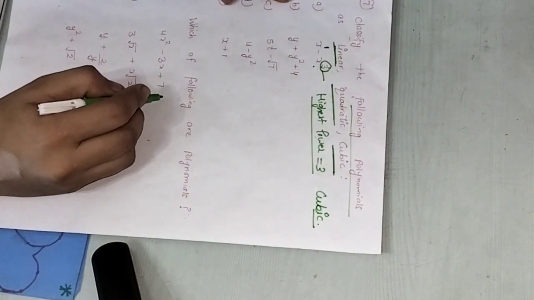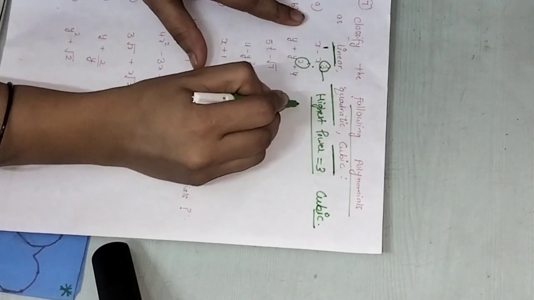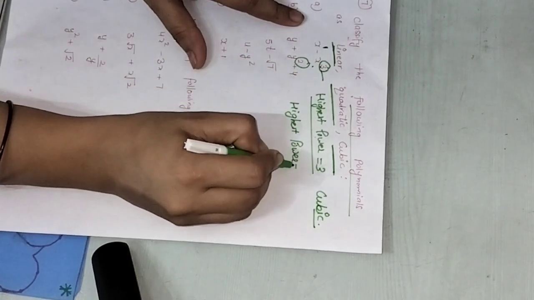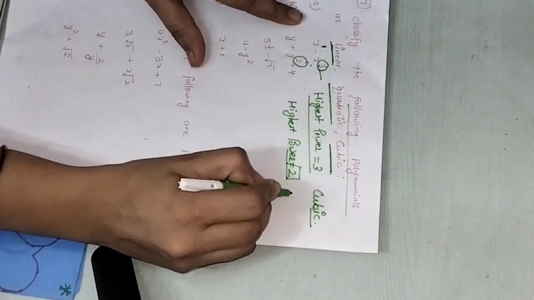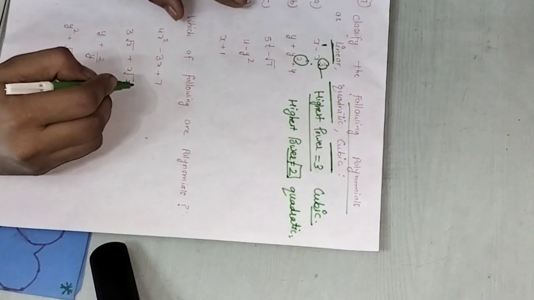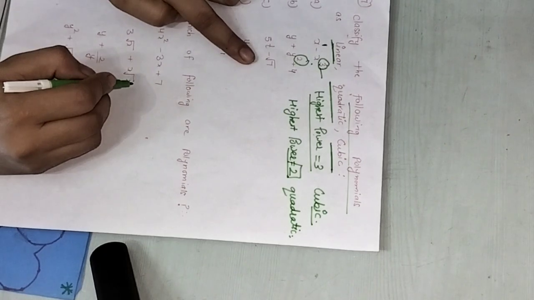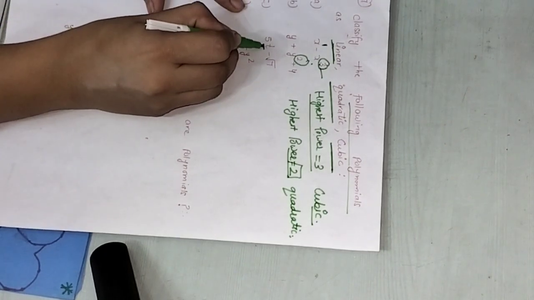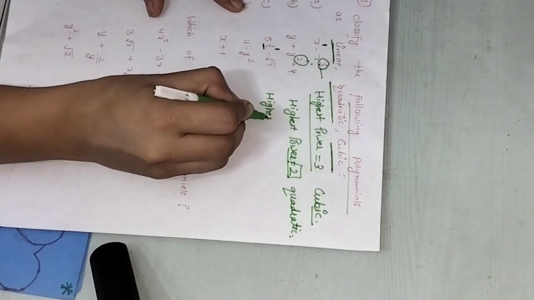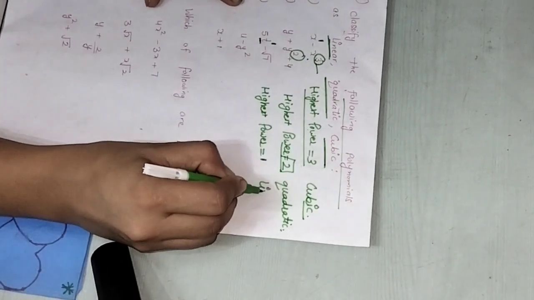In part B, y plus y square plus 4, here the highest power is 2. So it is a quadratic polynomial. In part C, the statement is 5t minus root 7. Here the variable is t and its power is 1. The highest power is 1. It is a linear polynomial.